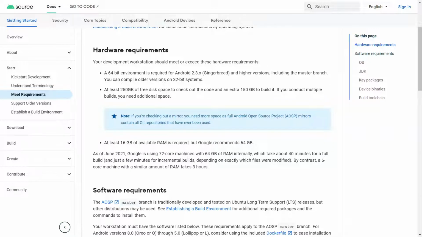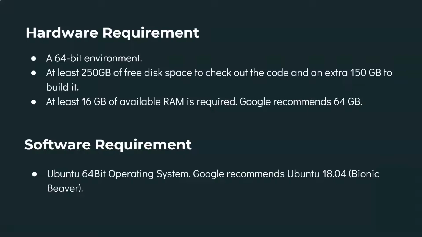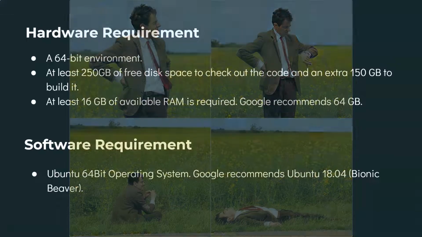Google is saying that they are using 72 core machines with 64 GB of RAM, which takes about 40 minutes for a complete build. That's seriously a top end machine. But of course, you can build AOSP in a lower end system. The only drawback is that you have more waiting hours for the build to complete.